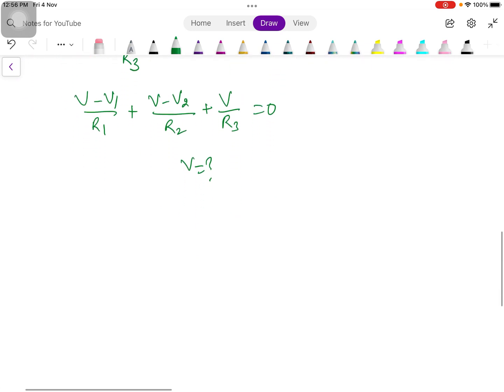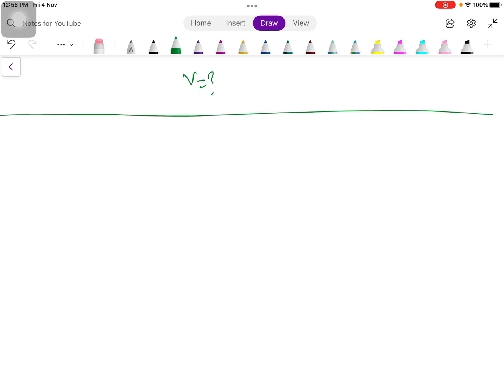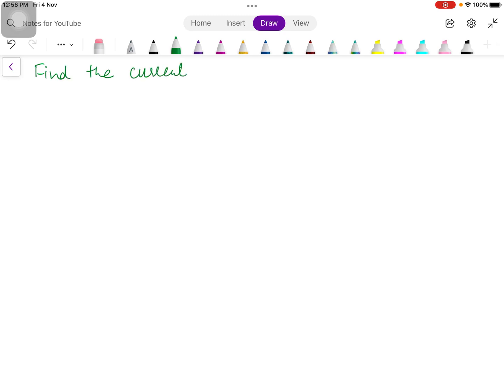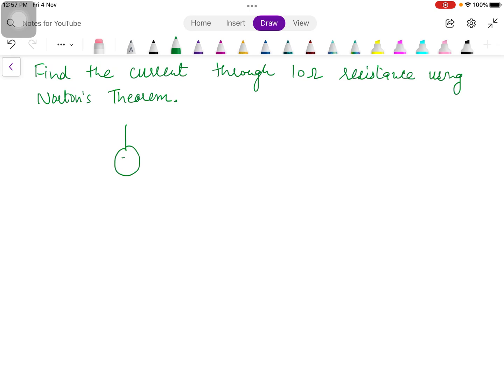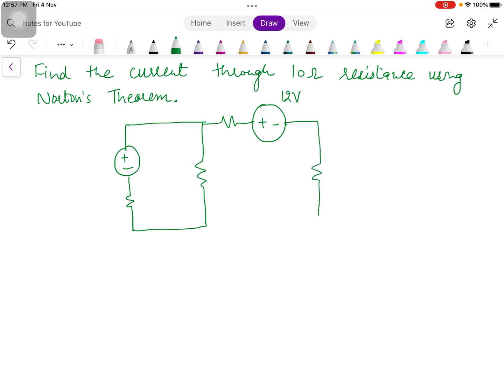Now to understand this Norton's theorem better, let's take the example of an electrical circuit in which we need to find the current through the 10 ohm resistance using Norton's theorem. Now what is there in the circuit? Different sources and resistances. This resistance is actually the load resistance, which is 10 ohm.